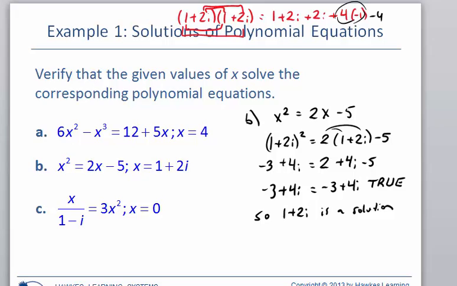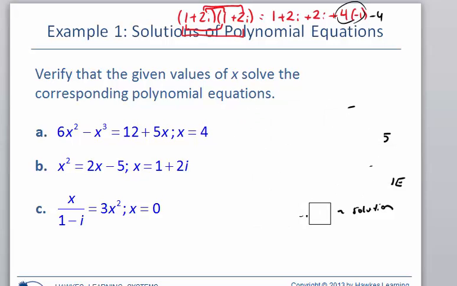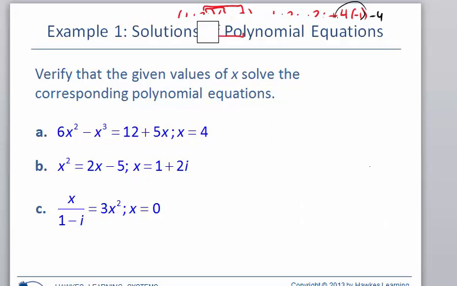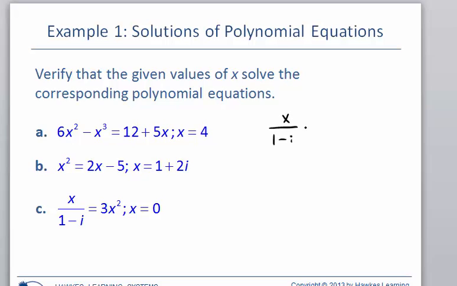All right, and finally, let's go to our part C. Our polynomial equation is x over 1 minus i is equal to 3x squared. And our possible solution is x is equal to 0. So let's go ahead and plug 0 in. So everywhere there's an x, I'm going to put 0.